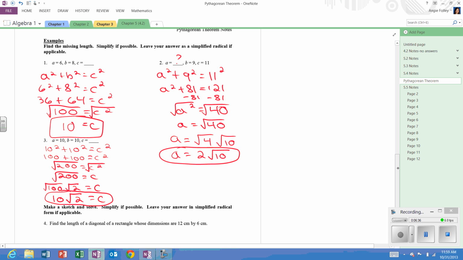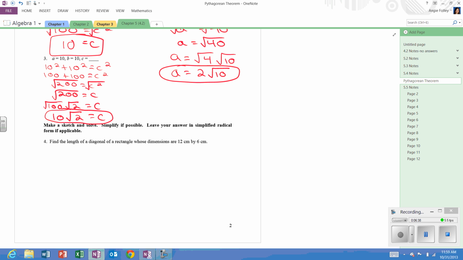Okay? One last example here. They want us to find the length of a diagonal of a rectangle. So we have a rectangle here. It has a side whose length is 12 and a side whose length is 6. And they want to know what's the distance of this length right here, the diagonal. Well, if you think about it, this is like one side of your triangle, this is the other side of your triangle, and this is your c.